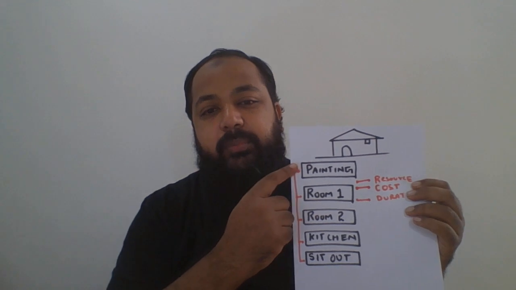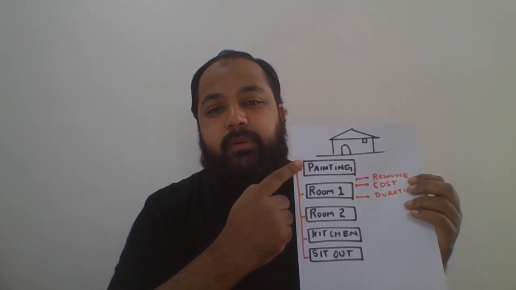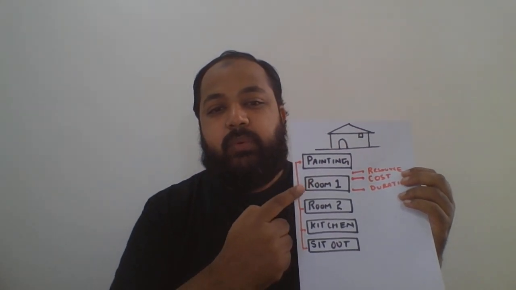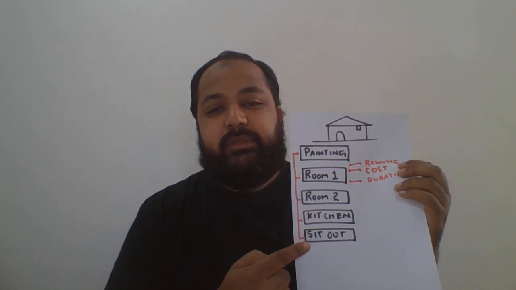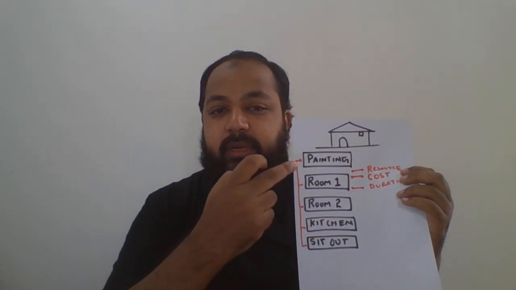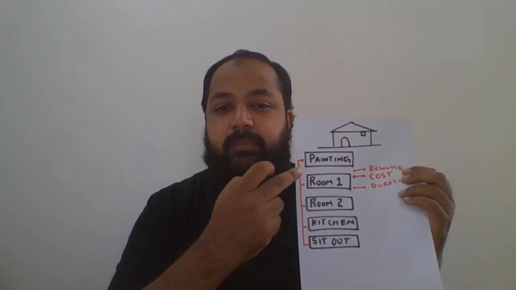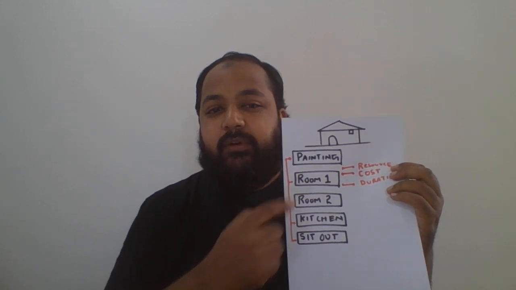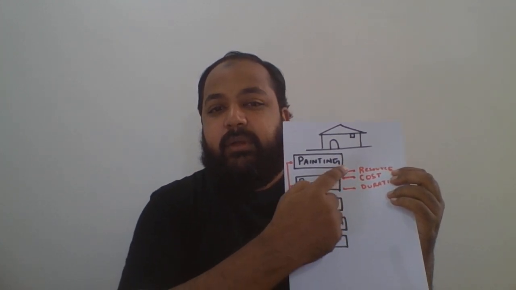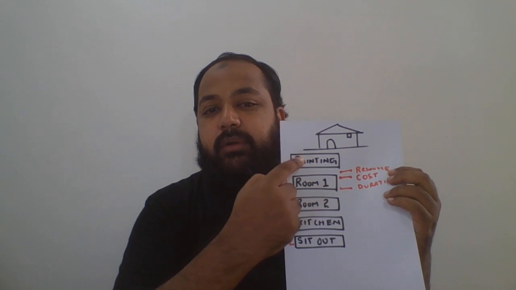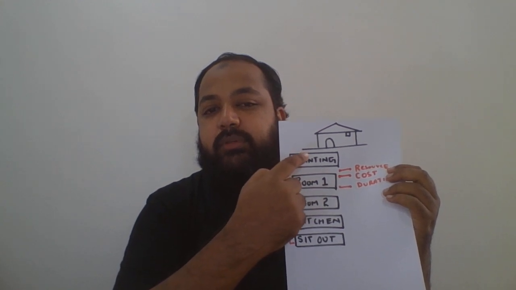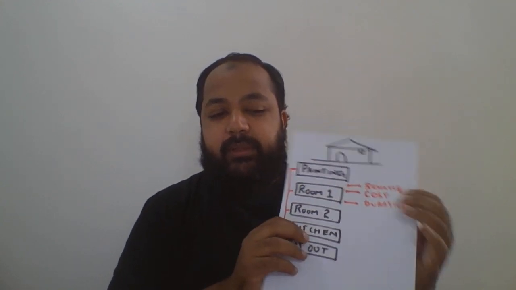I'll give you one more hierarchical presentation. Let's say this is the house, and you want to do the painting. That could be a control account, and these are the work packages: room 1, room 2, room 3, kitchen, and this. In between, you can also put the control accounts, and then you can also put the planning packages. Work packages have with them resource, cost, and duration. A control account will have cost, duration, and the scope. Okay, that's the hierarchy breakdown structure.